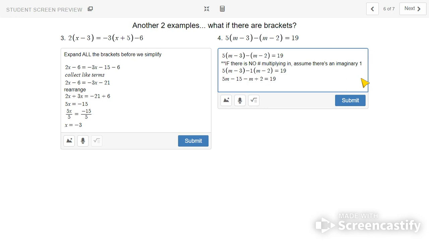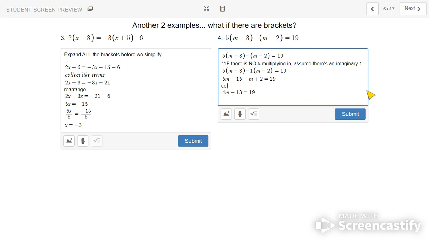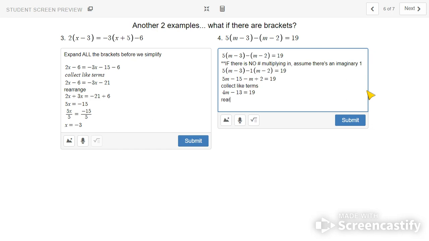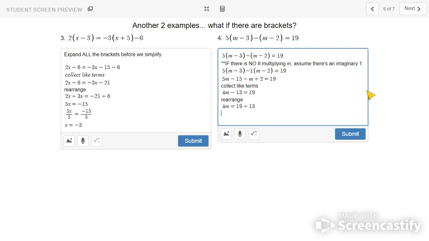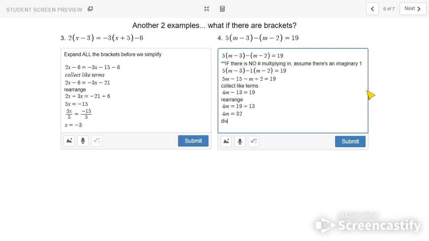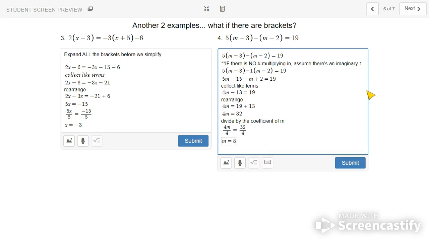Let's collect the like terms that we have first. m take away 5m take away 1m. That's 4m. Next, negative 15 plus 2, minus 13, equals 19. Now we're going to rearrange. So 4m is equal to 19 plus 13. 4m is equal to 32. Divide by the coefficient. So we have 4m divided by 4 equals 32 divided by 4. m is equal to 8.